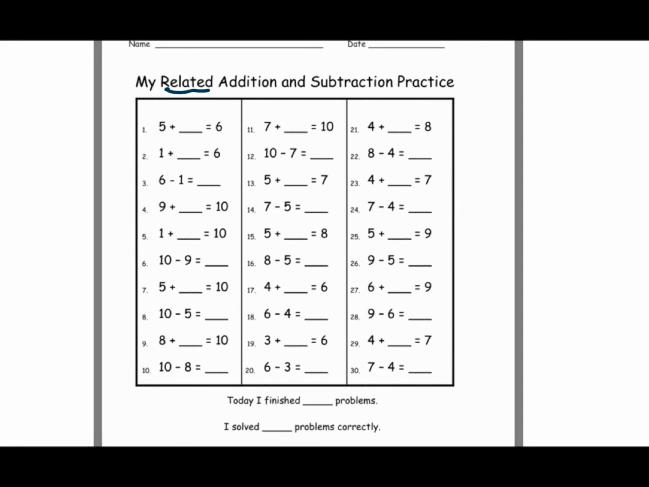For example, 5 plus 1 equals 6. 1 plus 5 equals 6. 6 minus 1 equals 5. Boys and girls, this is a pattern because all the numbers have to do with the family 5, 1, and 6. So as you're doing the subtraction and addition practice, look for the fact families so you can finish a lot faster.